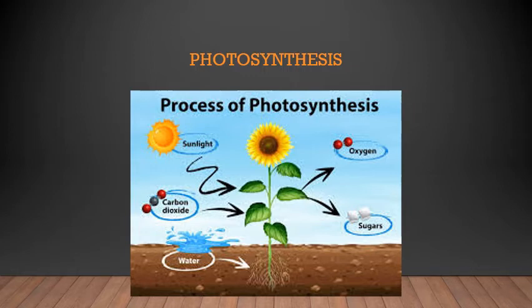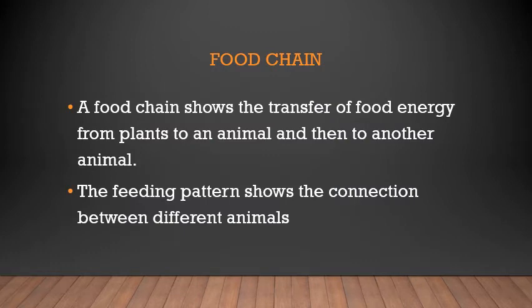Humans and animals get energy when they consume the food made by these plants. We get that energy even if we eat meat or fish, because they are also dependent on the producers, the plants. So there is an interlink between all the living and non-living things on the earth. That link is nothing but the food chain. A food chain shows the transfer of food energy from the plants to an animal and then to another animal.